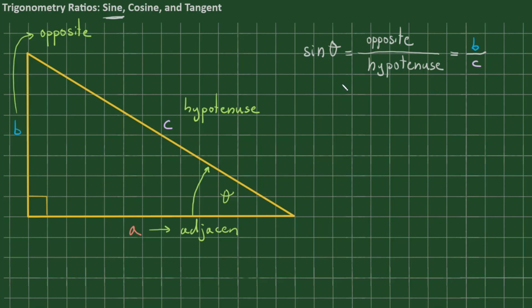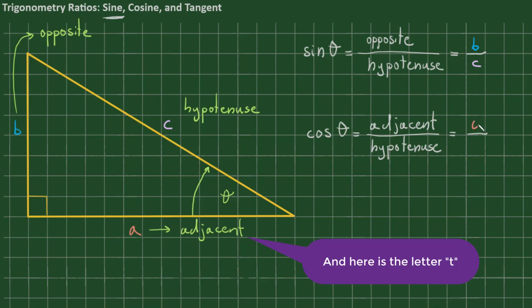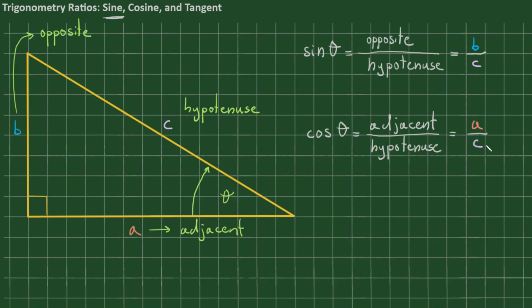The next formula is the formula that uses cosine. Cosine is shortened to cos, and it is written COS. So cos of theta equals adjacent over the hypotenuse. So in this case, that would be A over C. And finally, there is tangent, which is shortened to tan. Tan of theta equals opposite over the adjacent. And in this case, that would equal B over A.